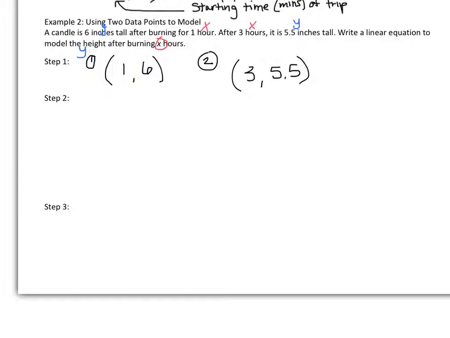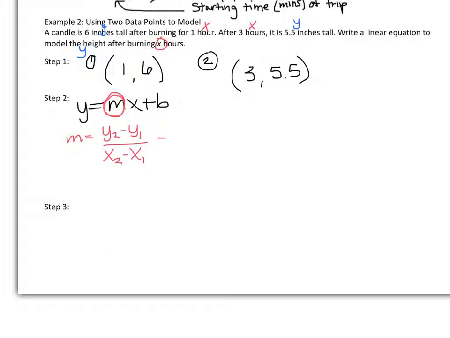And we're trying to get a linear equation, so what's the most basic form of a linear equation? Y equals mx plus b. So we have 2 points which can help us get our slope, m. What's the formula for slope? Y2 minus Y1 over X2 minus X1.